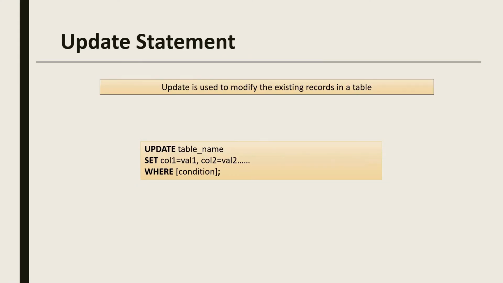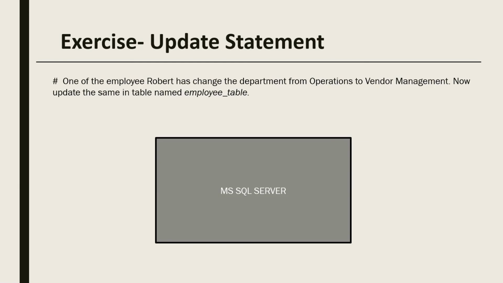Now we will discuss the update statement. So what is the use of the update statement? Update is used to modify existing records in a table. And the syntax for doing it is: update is the keyword followed by the table name. Then set is a keyword, followed by the column in which we want to change the value, and where is the condition we will specify.